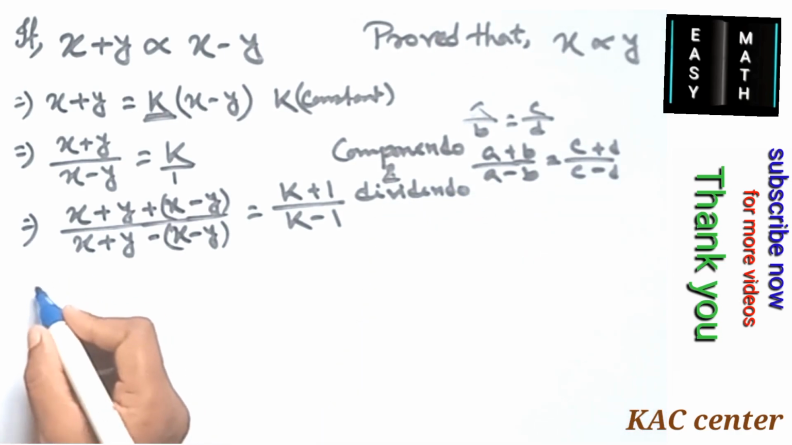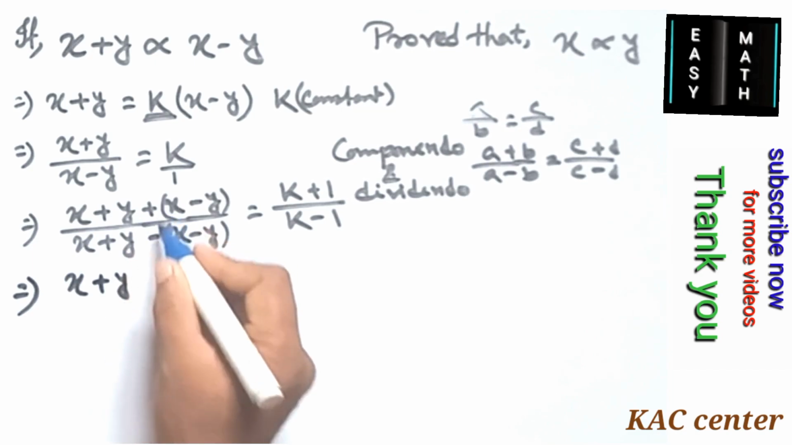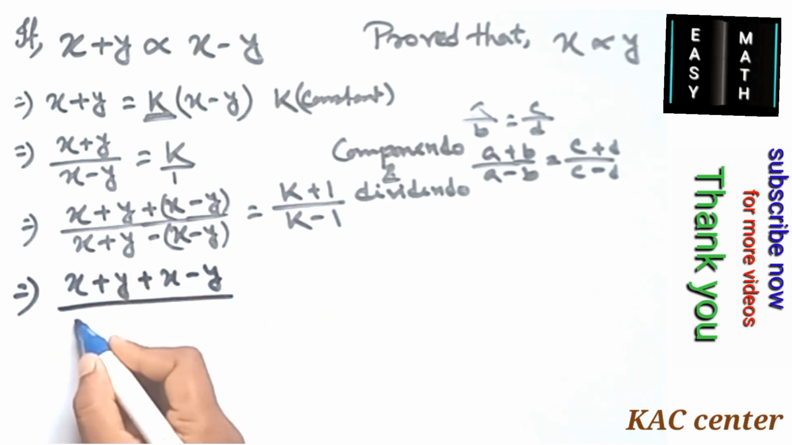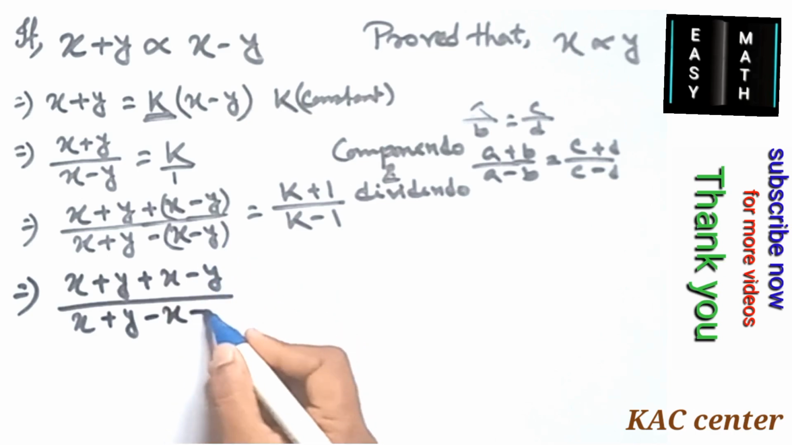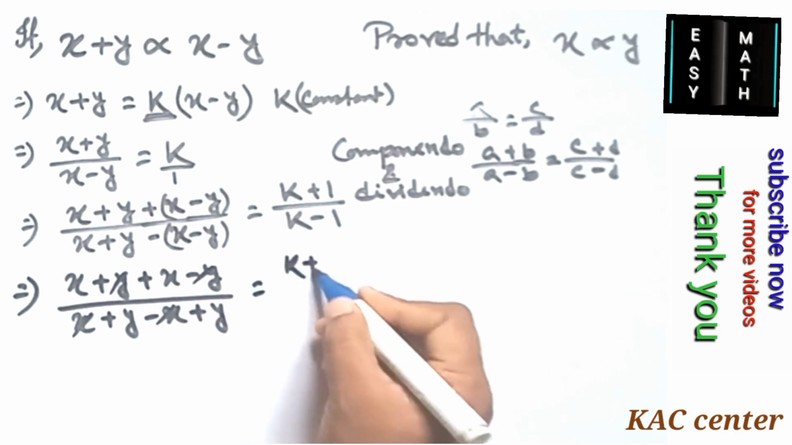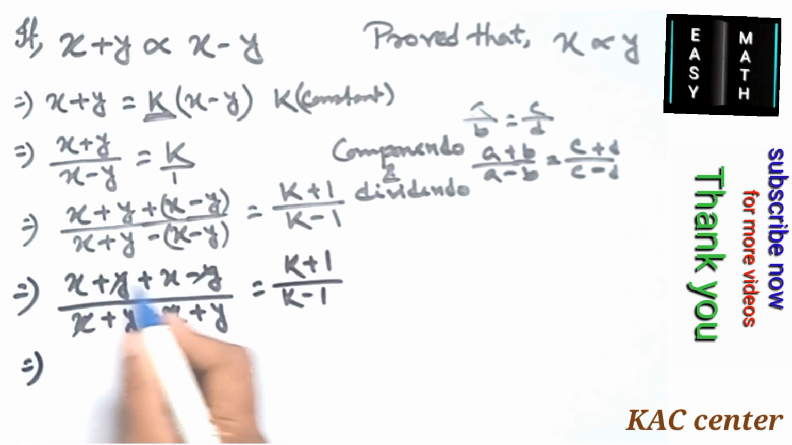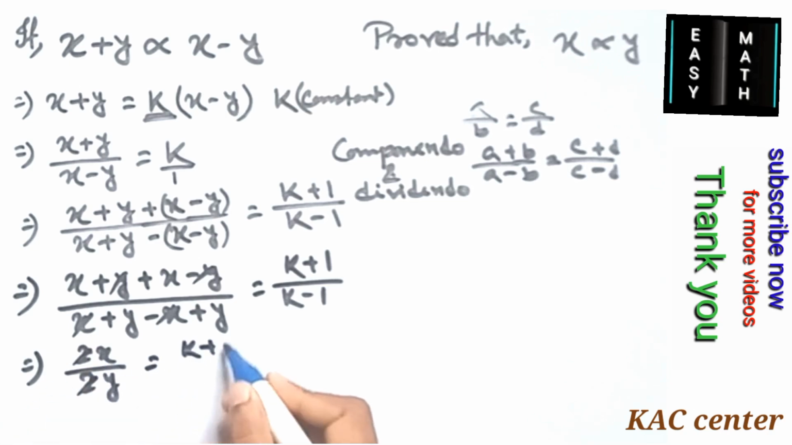We know this formula. So now again we can write x plus y, plus x, and minus y, divided by x plus y, minus x, and plus y. So cut this and this, and this is k plus 1 and k minus 1. So there is 2x and 2y, and this is cut. So x by y is k plus 1 over k minus 1.